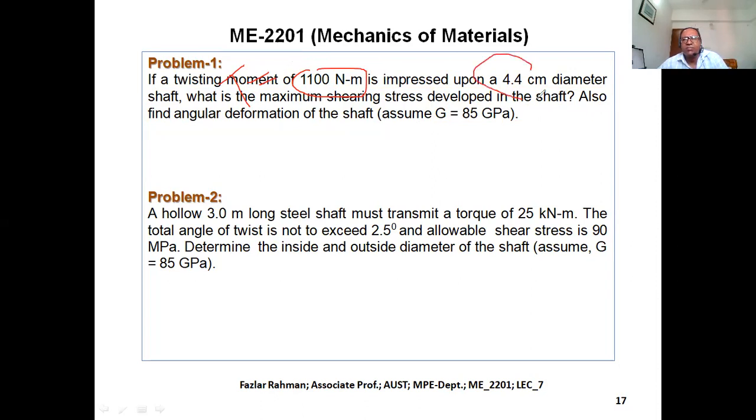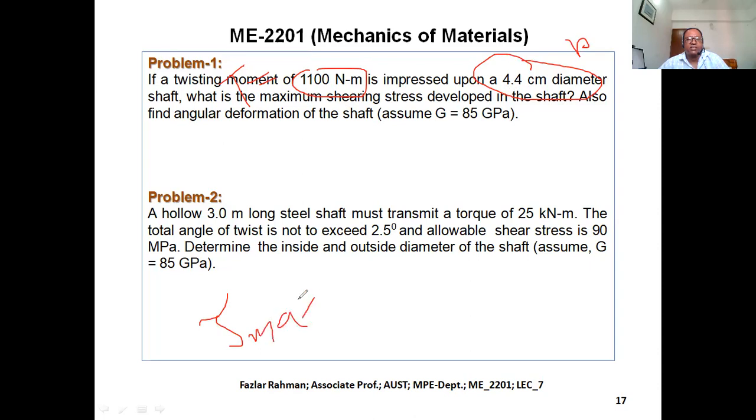And the diameter of the shaft is given. So this is the value of R, right? R equals diameter divided by 2, converted to meters. What would you like to know? The maximum shear stress. That means they want to know the maximum tau.